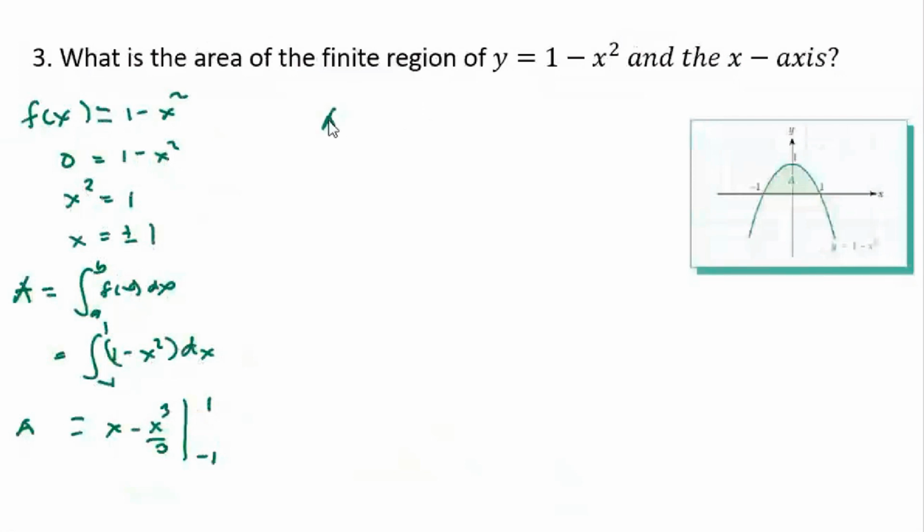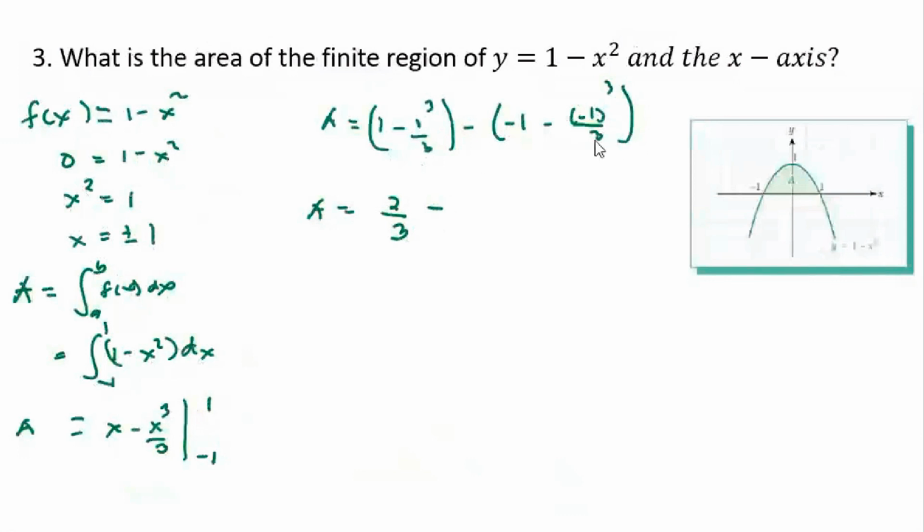Now the continuation will be here. So we have 1 minus 1 cubed over 3, minus negative 1 minus negative 1 cubed over 3. So simplifying that one, we have 1 minus 1 cubed over 3. What is now 1 minus 1/3? We have 2/3.